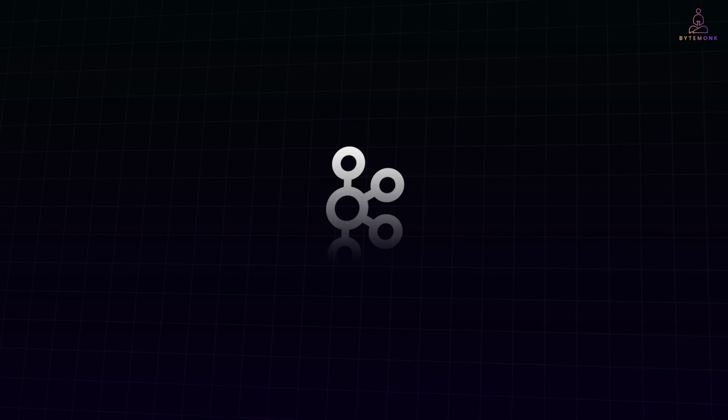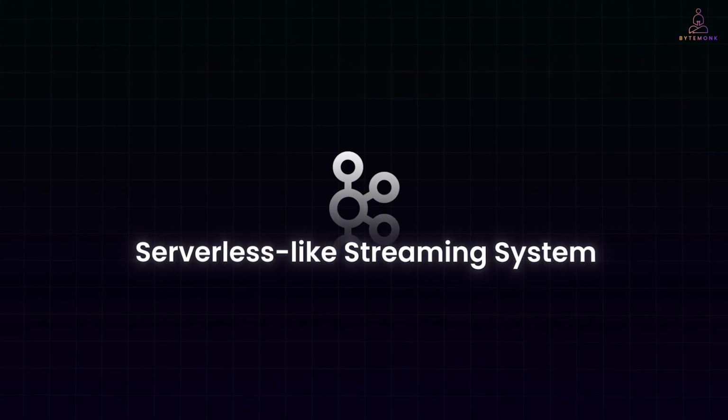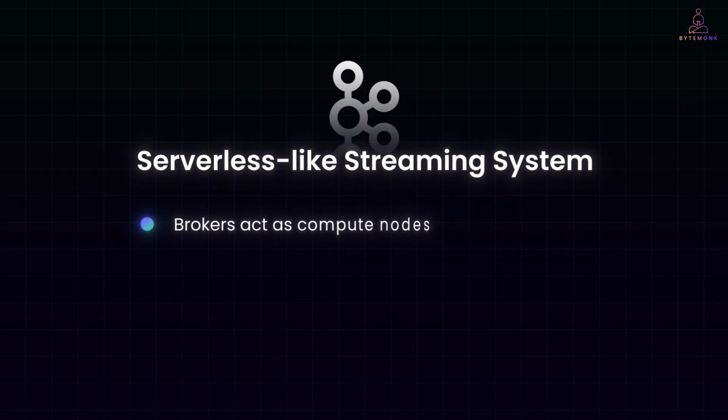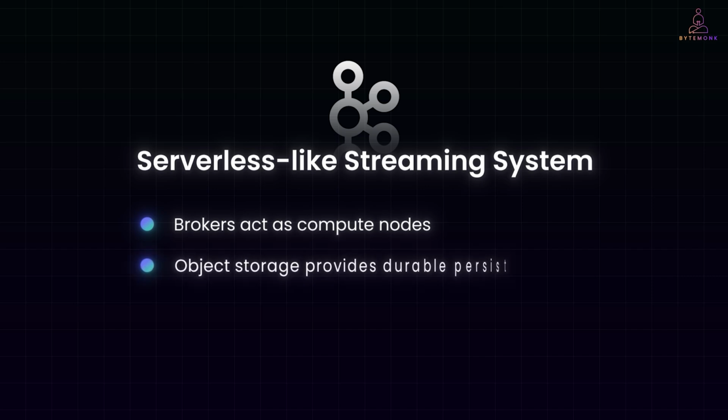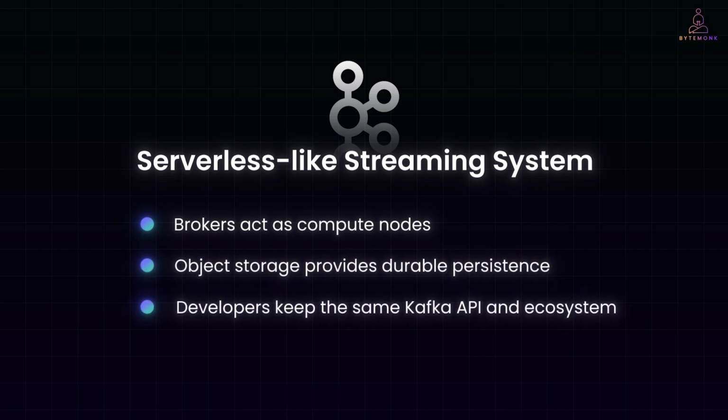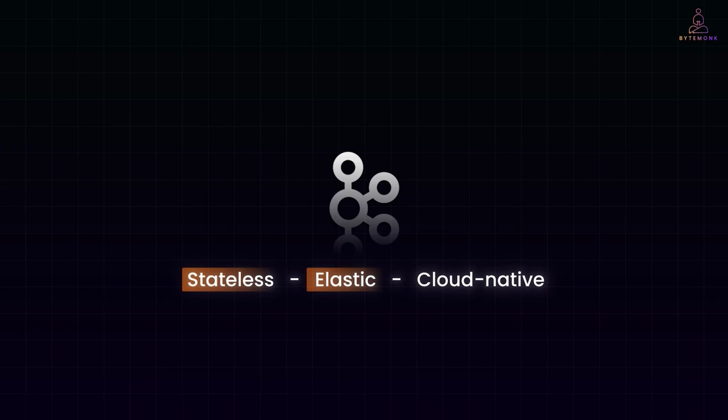Aiven's Diskless Kafka essentially turns Kafka into a serverless-like streaming system. Brokers act as compute nodes, object storage provides durable persistence, and developers keep the same Kafka API and ecosystem. From the developer's point of view, nothing changes. You still create topics, produce events, and consume them exactly like before. But behind the scenes, Kafka becomes stateless, elastic, and cloud-native.